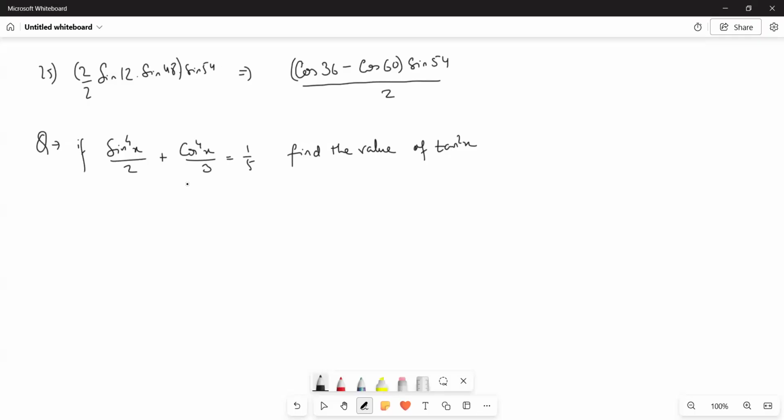Actually, there are two parts to this question. In the first part you have to find out the value of tan square x, and in the second part you have to find out the value of sine to the power 8x by 8 plus cos to the power 8x by 27. It is a two-part question.